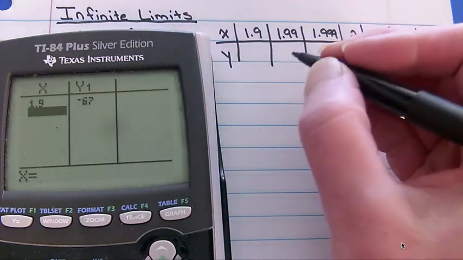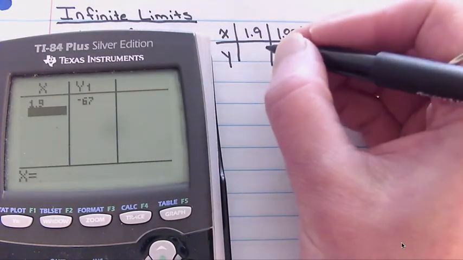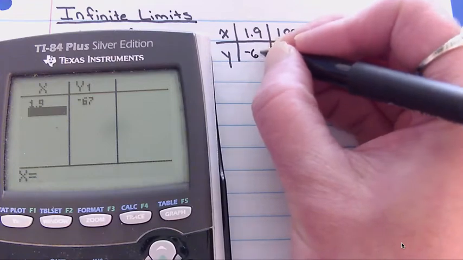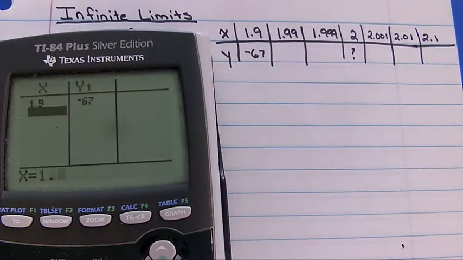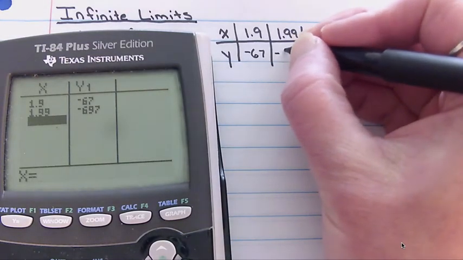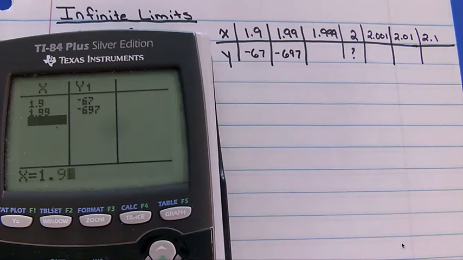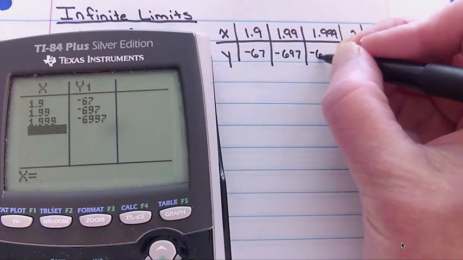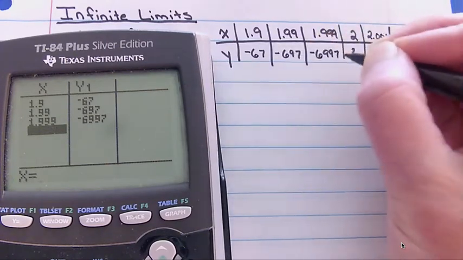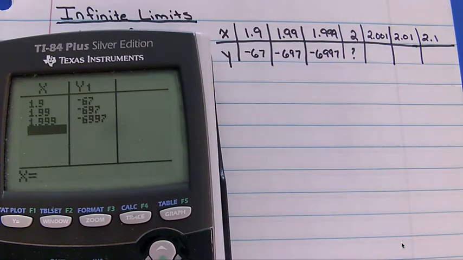So very similar to Desmos, where you can type in the x values in the table, I can do that here. Okay, so when I put in 1.9, I get negative 67. 1.99, ooh, negative 697. 1.999, negative 6,997. What's happening as I'm getting closer to 2 here? The y values are getting extremely big.